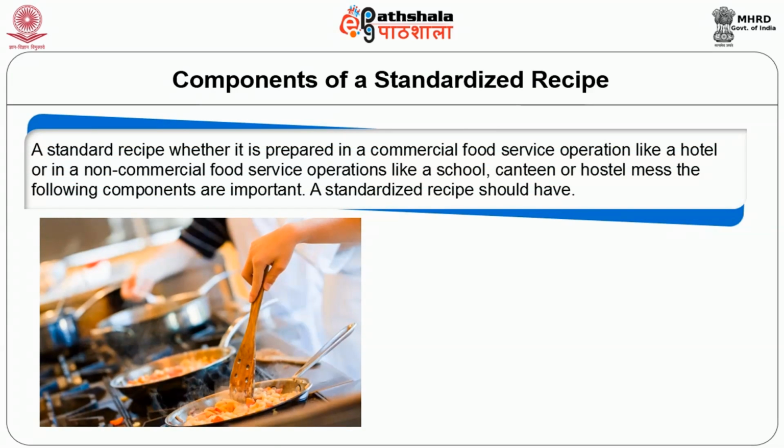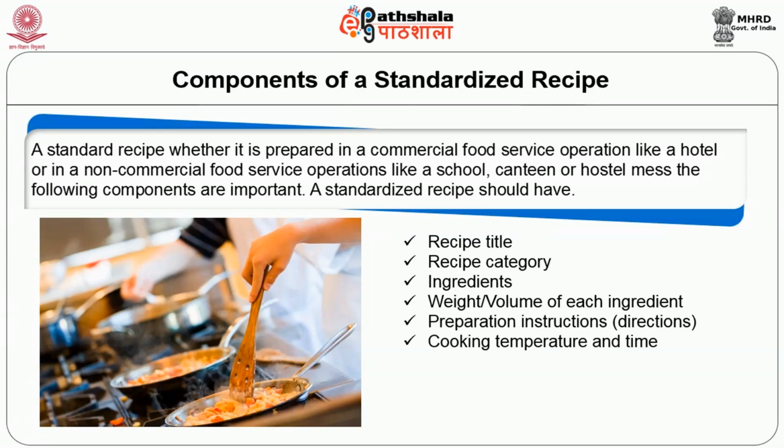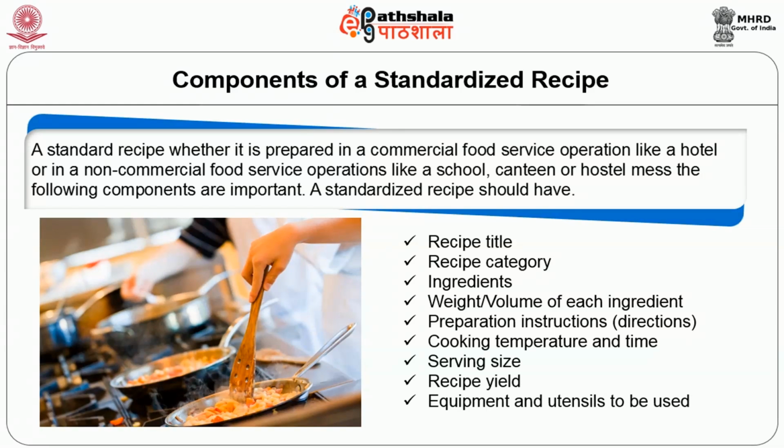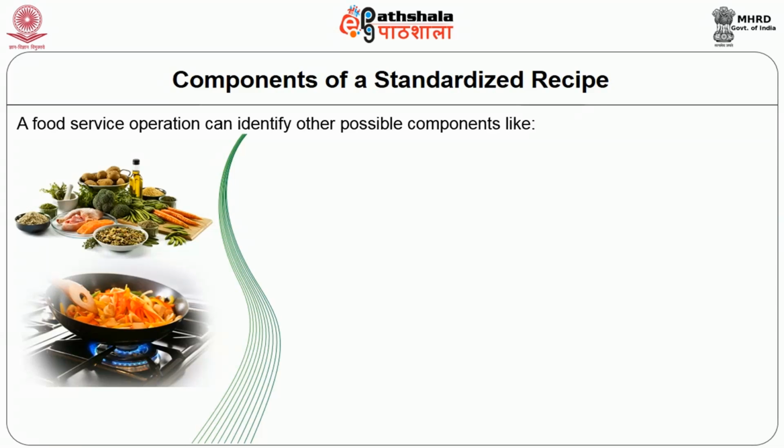Components of a standardized recipe. A standard recipe, whether it is prepared in a commercial food service operation like a hotel or in a non-commercial food service operation like a school, canteen or hostel mess, should have the following important components: recipe title, recipe category, ingredients, weight or volume of each ingredient, preparation instructions or directions, cooking temperature and time, serving size, recipe yield, equipment and utensils to be used.